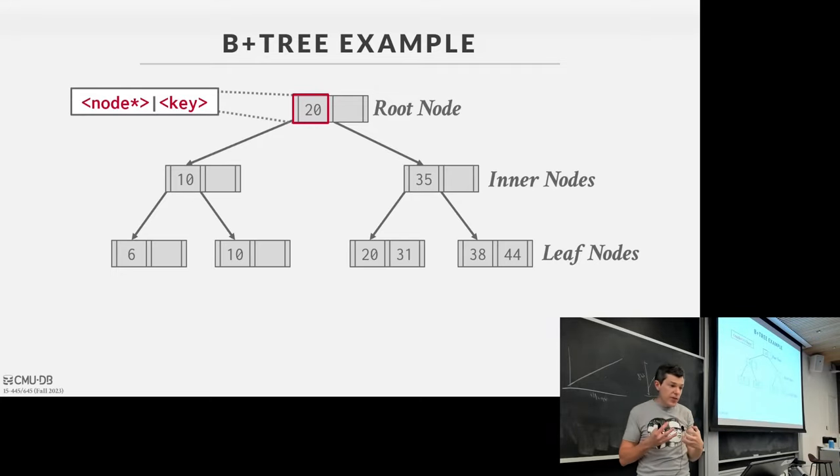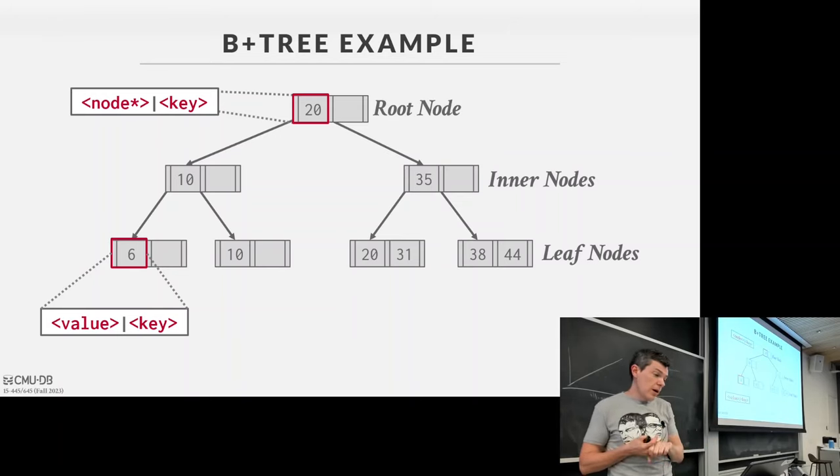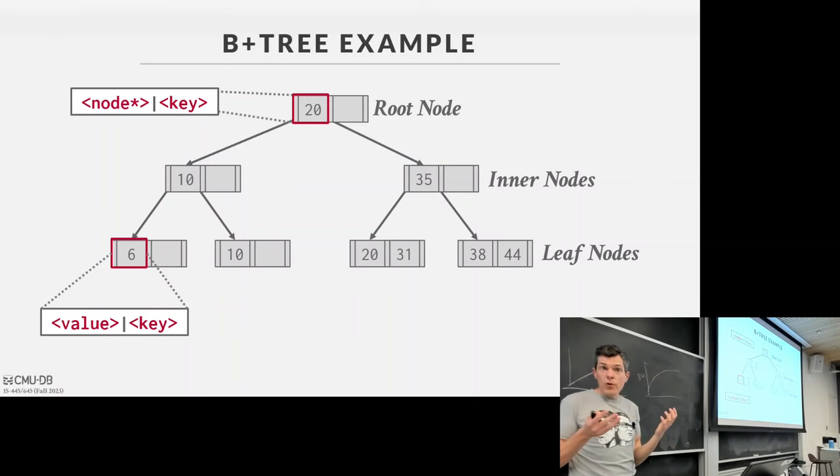So within a node itself, we're going to have this alternating pattern between a pointer to another node and then a key. And then in the leaf nodes, there'll be the value that we're trying to store for a given key. For now, we're not going to define what the value is, but you can think of it like potentially the record ID to point to the actual tuple, some page number and offset. Or if it's a case of something like MySQL or SQLite, it could actually be the tuple itself. But for now, we can ignore that.